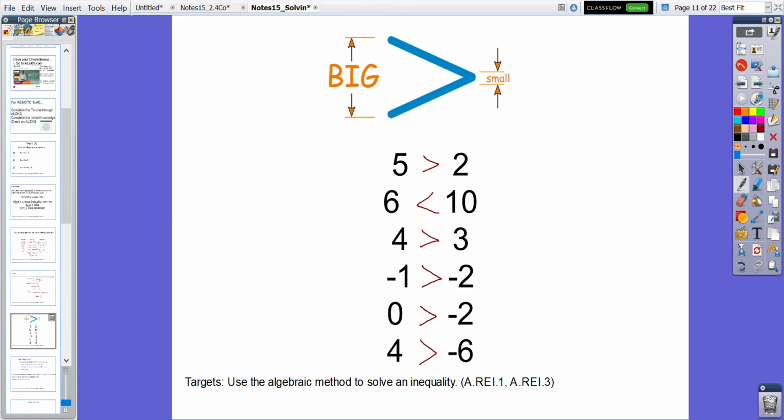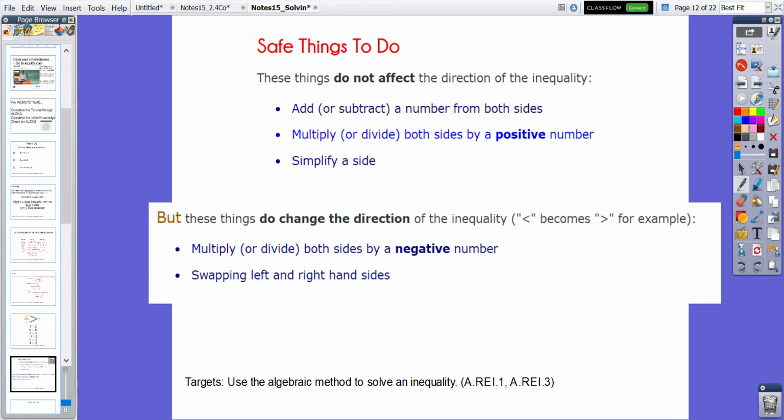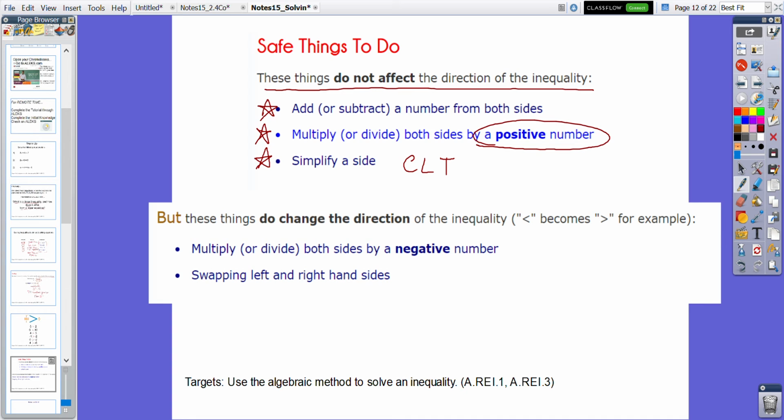Okay. Couple other important points here, things that are safe to do. What I mean by safe is that these things do not affect the direction of the inequality. So it doesn't affect the sign, whether it's less than, greater than, less than or equal to, greater than or equal to. We can go ahead and add or subtract the number from both sides, so that addition or subtraction property of equality. And then we can apply the multiplication or division property of equality as long as we're multiplying or dividing by a positive number. And then when we go to simplify a side, or if we combine like terms, okay, that's an important part of solving inequalities.